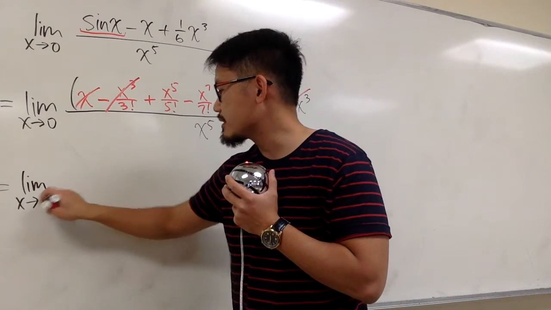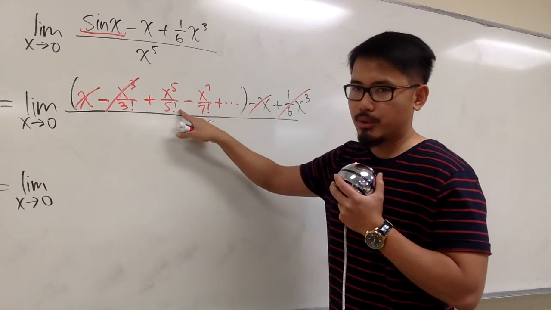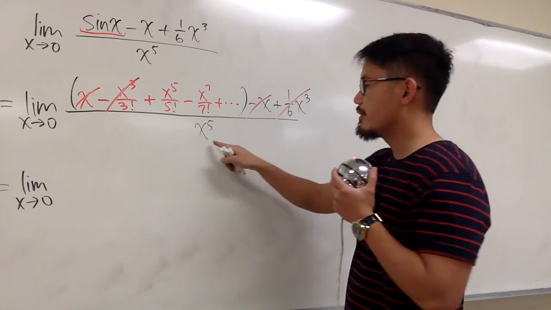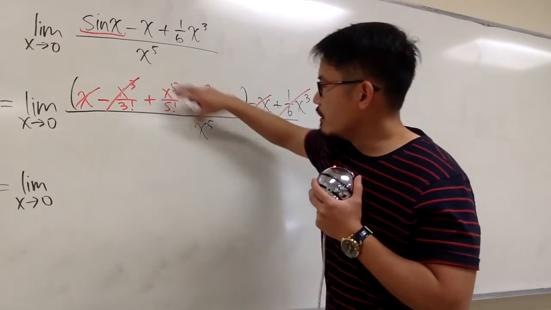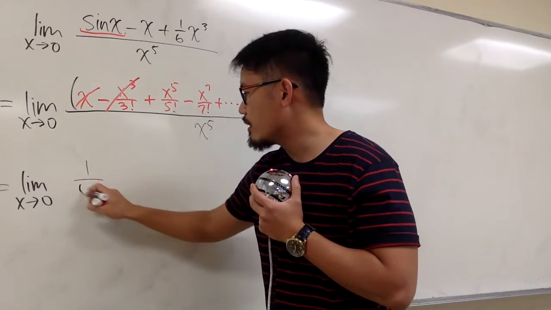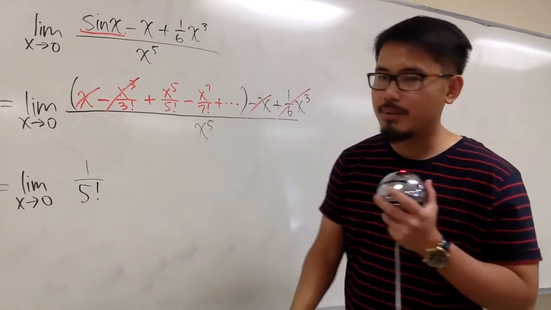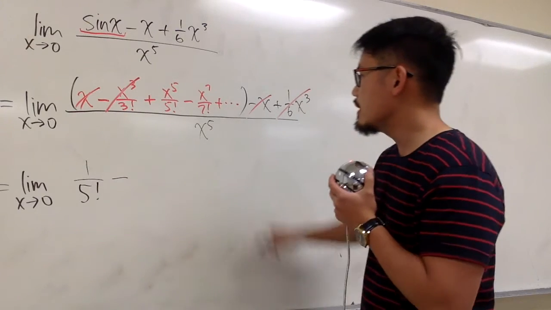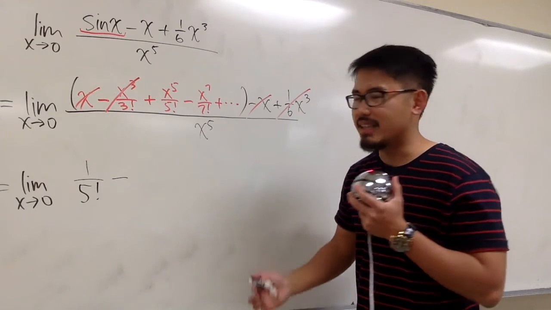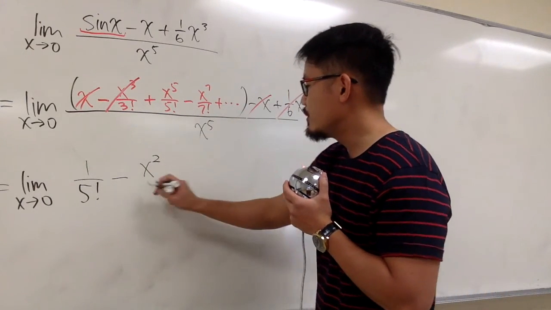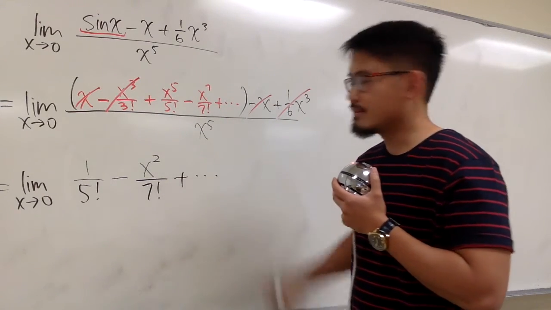This is the limit as x goes to 0. On the top now, we have x to the 5 over 5 factorial, and then all over x to the fifth power. So of course, we can cancel all the powers right there. For the first term, we will have 1 over 5 factorial after we cancel this out. And then for the next term, we'll have the minus. This is x to the seventh power over x to the fifth power, so we have x to the second left. And then we still have the over 7 factorial. And then dot, dot, dot.